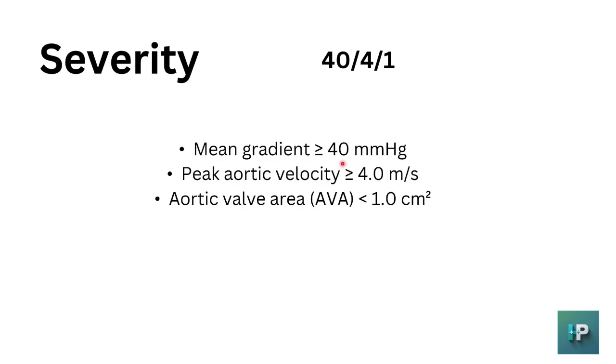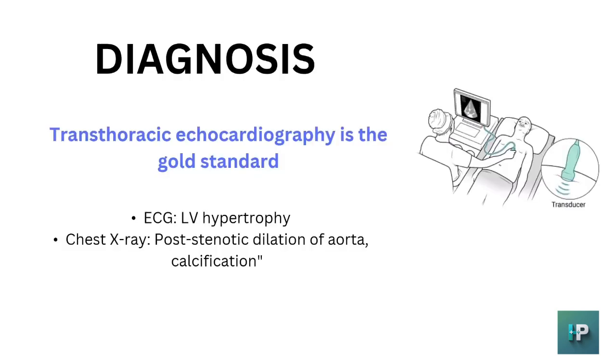And then the blood flow velocity. If it is more than 4 meters per second, it is considered as severe. And then aortic valvular area. The normal aortic valvular area is 3 to 4 centimeter square. But if it is less than 1 centimeter square, it is considered as severe. Then let's see about diagnosis. The gold standard diagnosis of choice is transthoracic echocardiography.